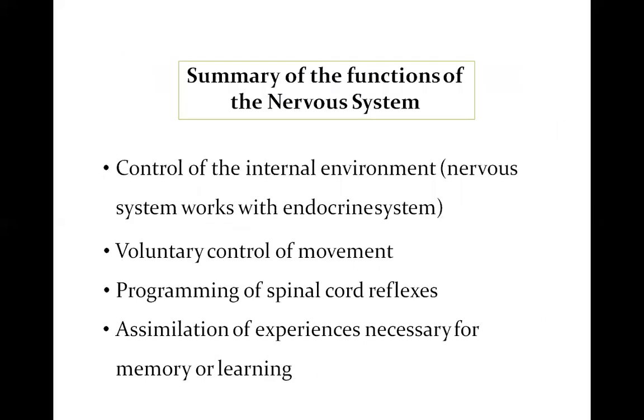Then the summary of functions of the nervous system, means a short summary of the functions of the nervous system. First, control of the internal environment. The nervous system works with the endocrine system. जो हमारा नर्वस सिस्टम है वो किसके साथ वर्क करता है? It will work with the endocrine system.